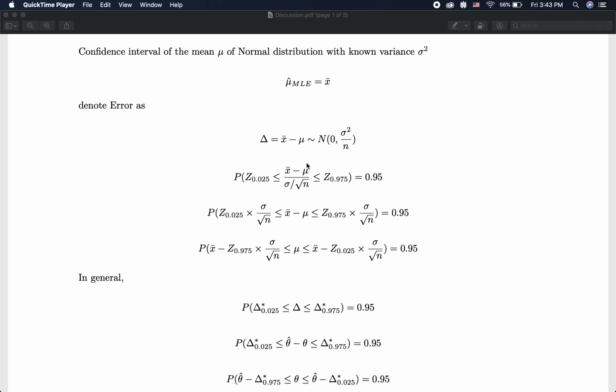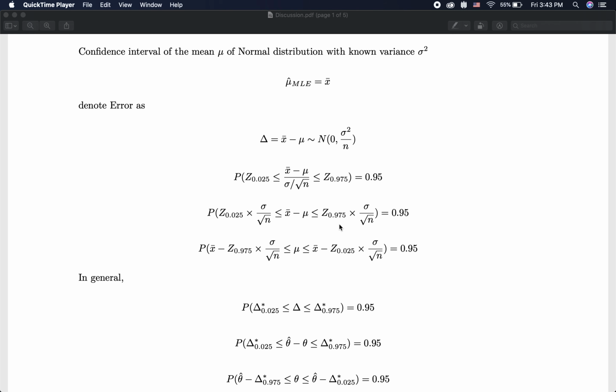But we are actually trying to find the confidence interval for mu itself. So we are going to manipulate or rearrange the term here. So we multiply sigma over square root of n on both sides, and then the difference will be in between these two terms. And then we finally move the x bar to both sides. We will have mu is greater or equal than this term here.